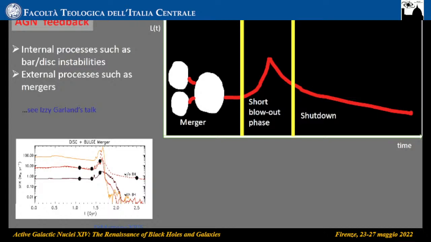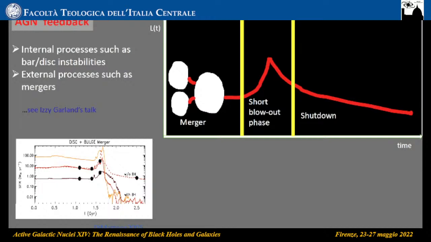Many speakers have already talked about AGN feedback, but I'll give a brief overview. AGN feedback provides a link between the energy produced by the AGN and the surrounding environment, and for that reason, it is a key component in galaxy evolution models. Therefore, to understand this, we need to understand how supermassive black holes grow and evolve.